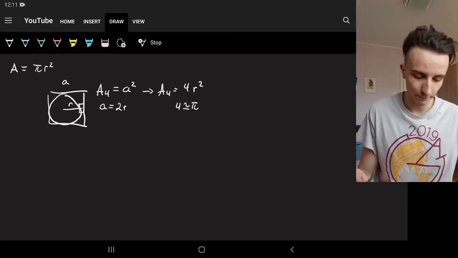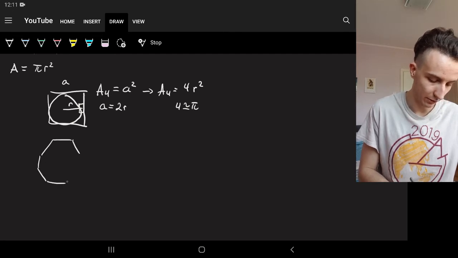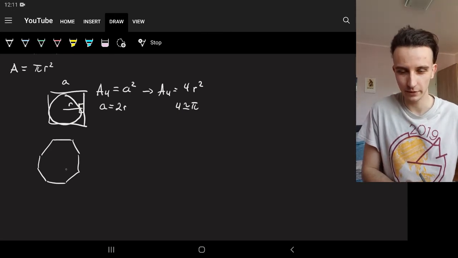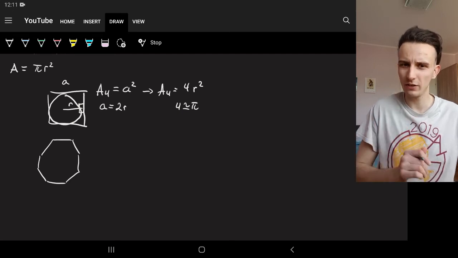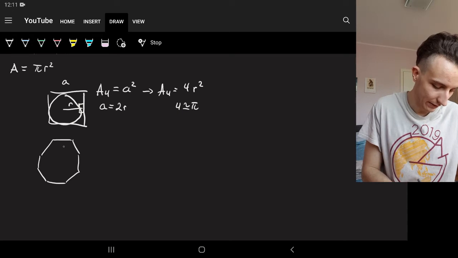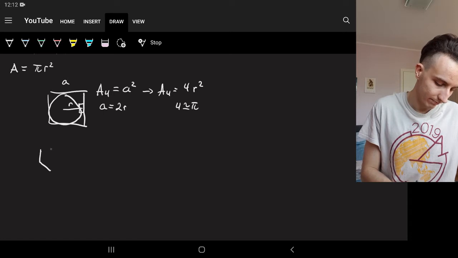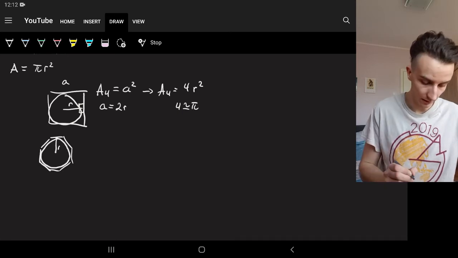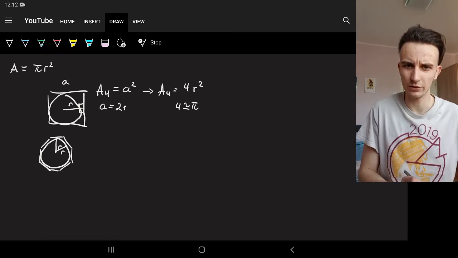Well, we need another approximation. So why don't we double the number of sides? This isn't really a nice octagon, but it's supposed to be, the equilateral one, the one with the equal sides, right? So you've got to inscribe the circle. Okay, I've got to make a better one. Like that, and you inscribe a circle. Again, this is R. And we can see now that there's much less empty area.